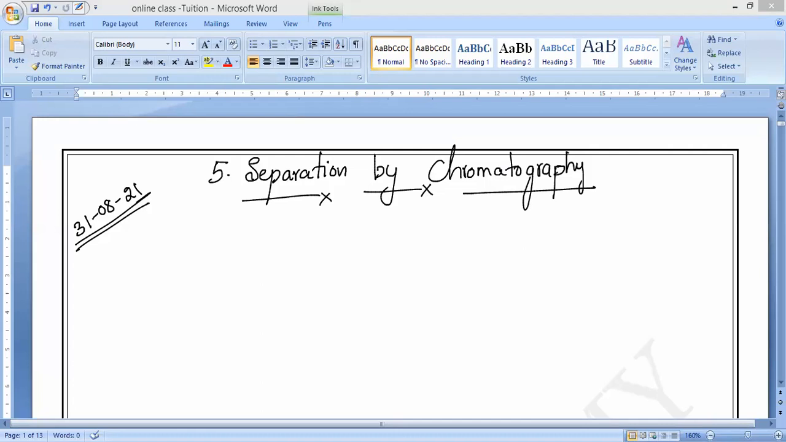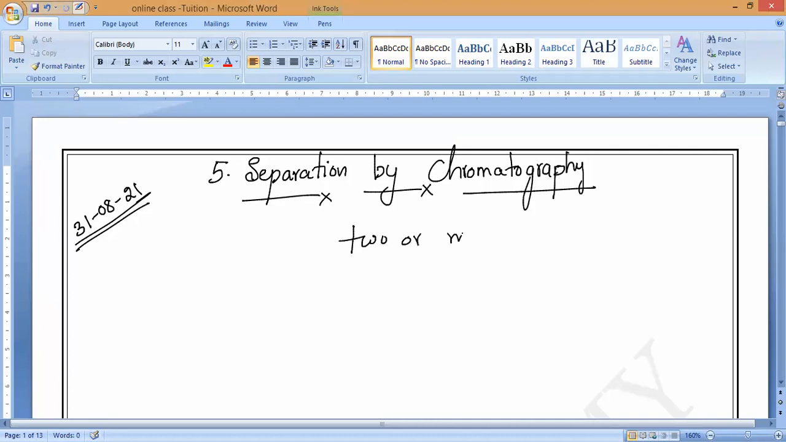So let us come to here. Chromatography is one of the separation techniques we use for separating two or more dissolved solids that are present in a solution in very small quantities. All of you should remember: two or more dissolved solids present in a solution.